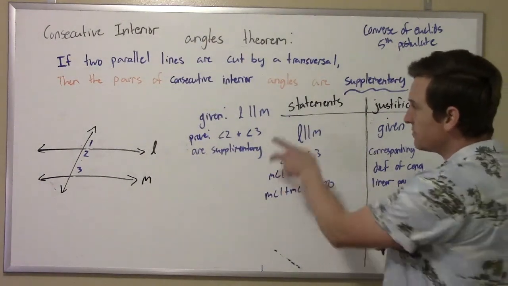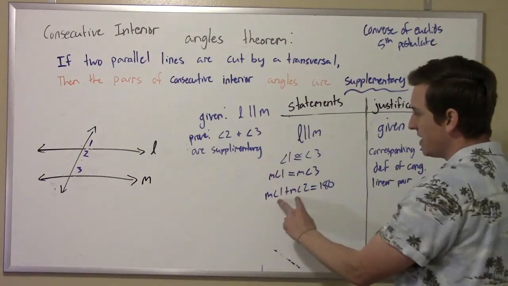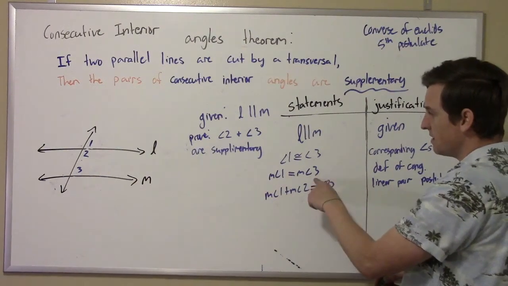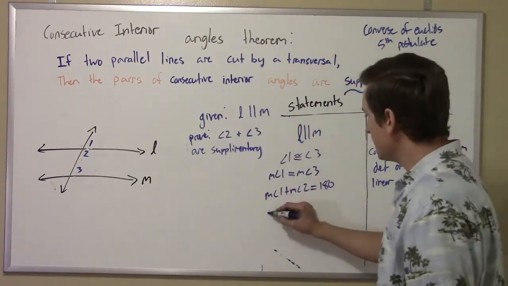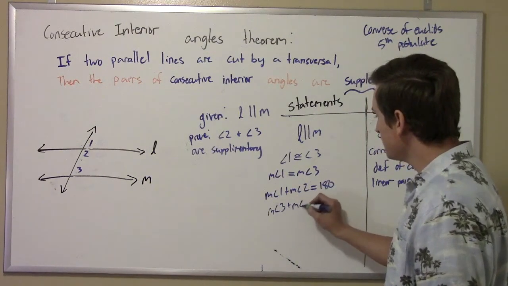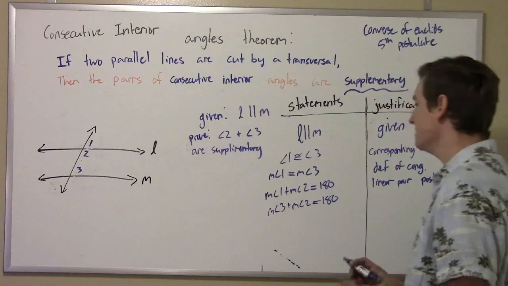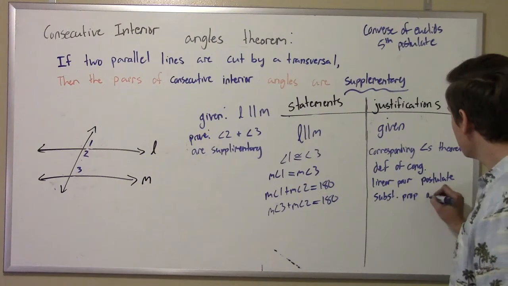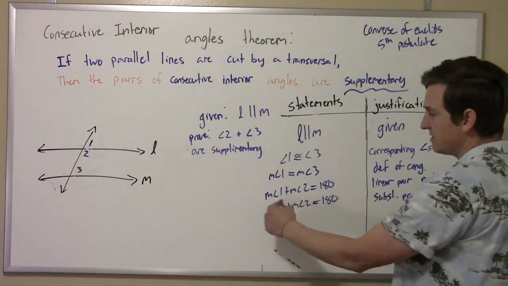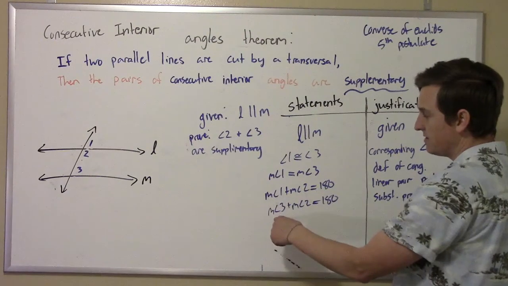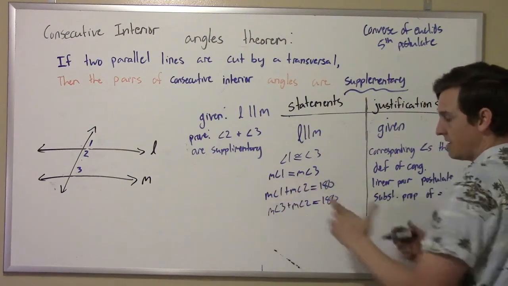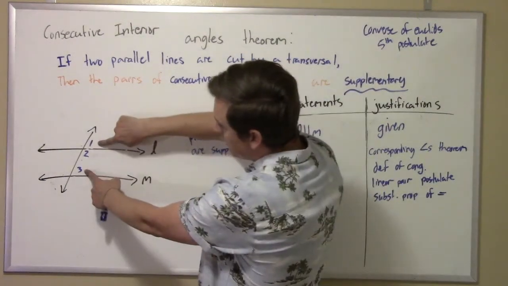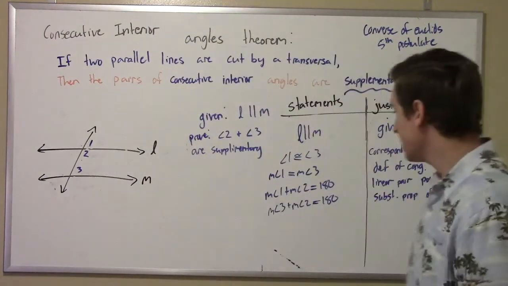Now, because we want to show that 2 and 3 are supplementary, and we have 1 and 2, what we can do is substitute angle 3 for angle 1. So now the measure of angle 3 plus the measure of angle 2 equals 180. That's the substitution property of equality. We just took this statement and, instead of 1, we wrote 3. We can do that because these are equal to each other. So if these two add to 180 and these two are congruent, then these two must add to 180. That's the idea. And they do.